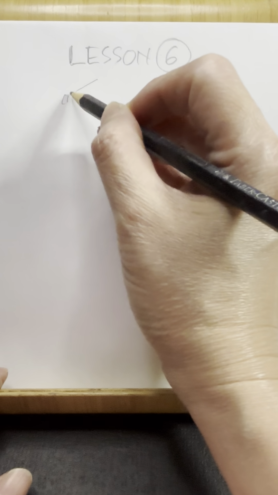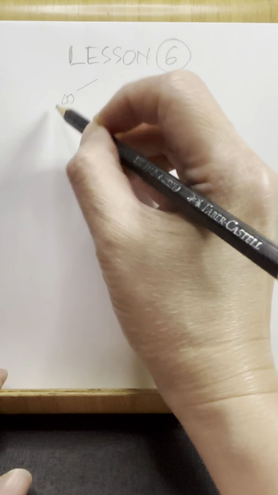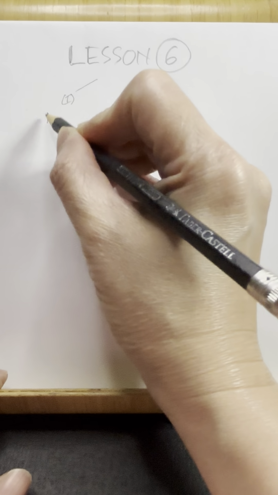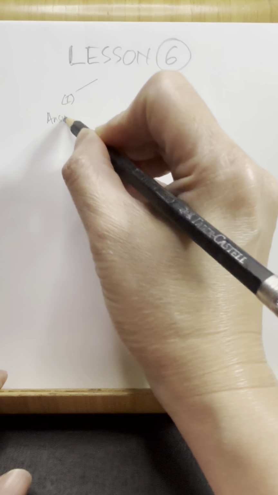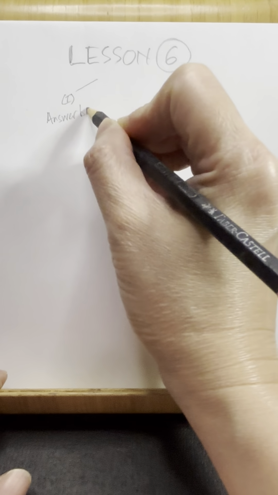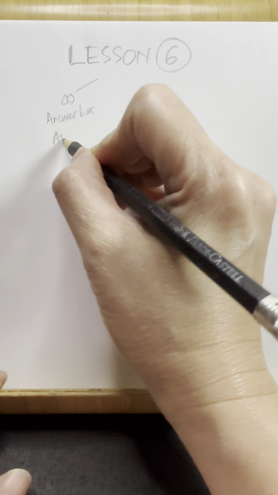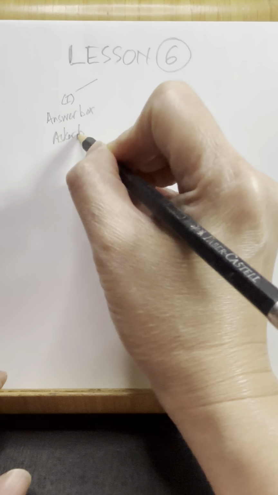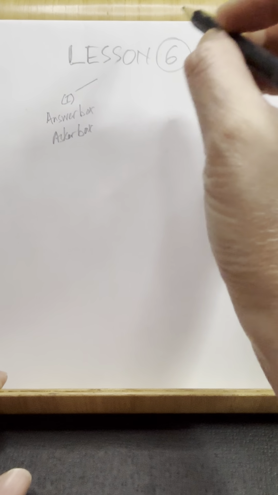So for the first part, we are going to learn how to identify the answer box in Chimantunja chart and also the asker box, the person who asked the questions.